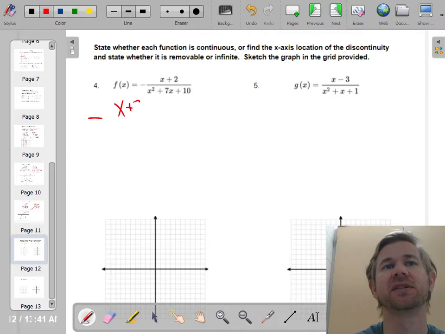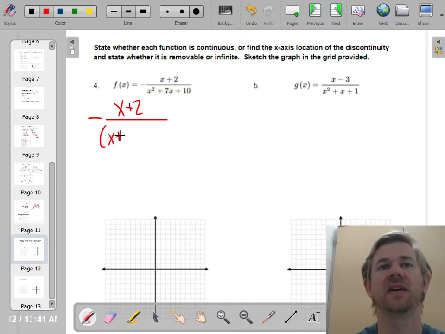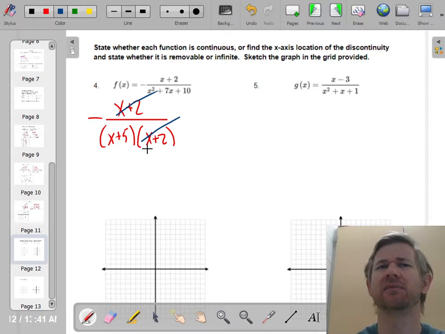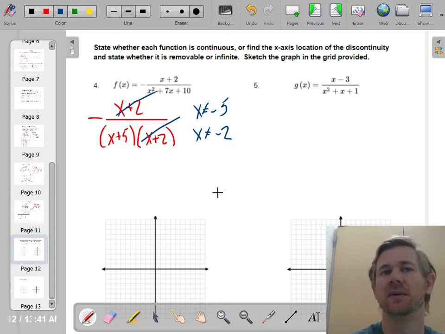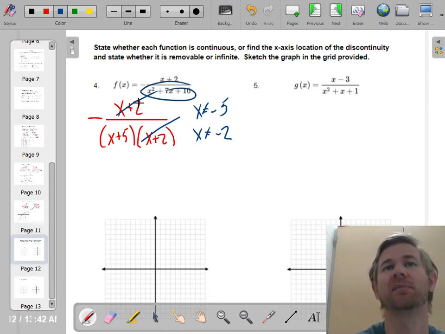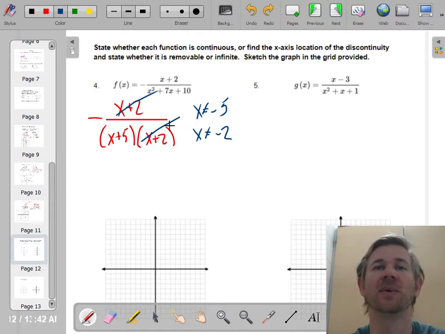So we have negative x plus 2, and I'm going to factor the denominator, because the name of the game is to find the zeros of the denominator. If you factor the bottom, you get x plus 5, x plus 2. And those factors cancel out. But before I do that, I want to observe that x cannot be negative 5 and x cannot be negative 2. If you plug negative 5 in, you will get 0 in the denominator, and you're dividing by 0, and that's not going to work. Same thing with negative 2. Even though that factor cancels out, you can't plug negative 2 into the original function, which means it's not in the domain. So we have two discontinuities here.